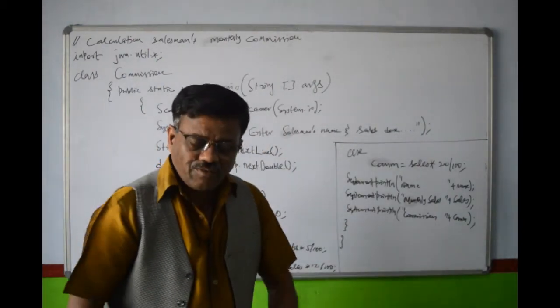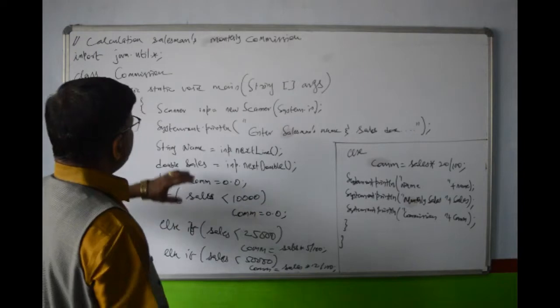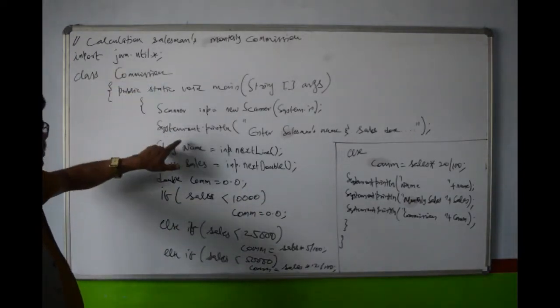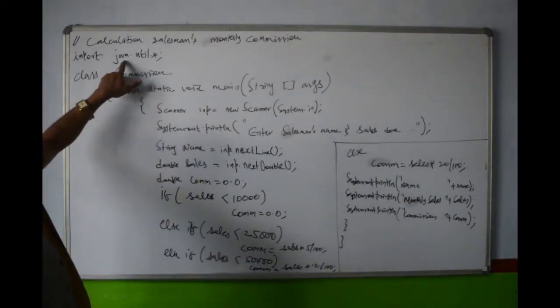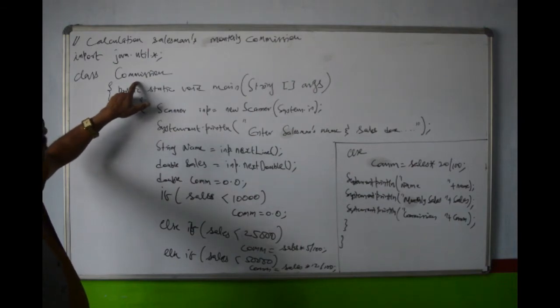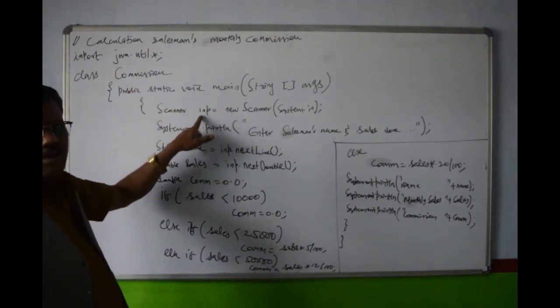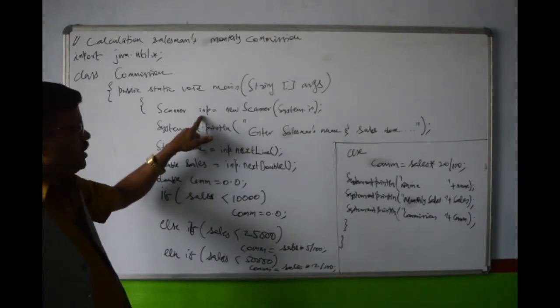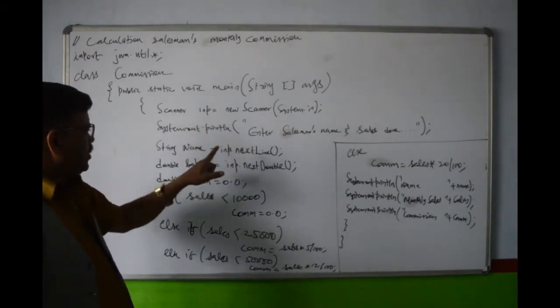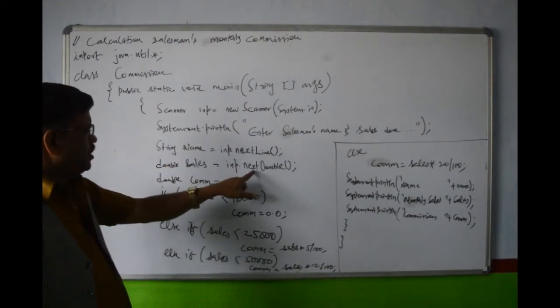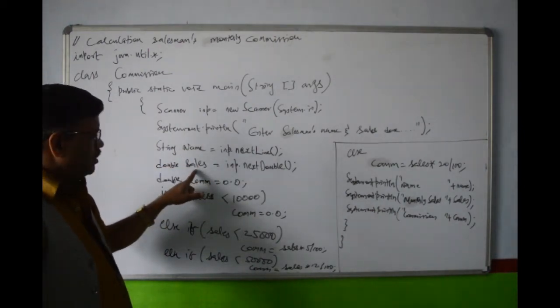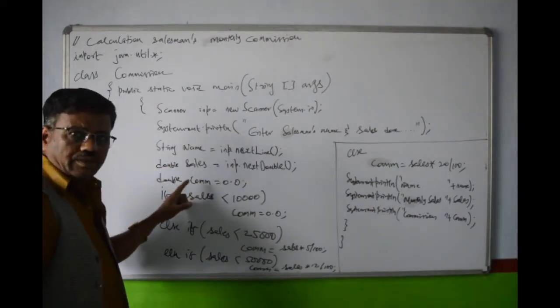Now I try to fit the whole program here. Have a look. This is for the Scanner class. I am using this import statement. The class name is Commission. Inside the class we have the main method. I create an object for the Scanner class called INP. I input the name of the salesman. I input the sales done for that particular month. This is where I am going to calculate the commission.